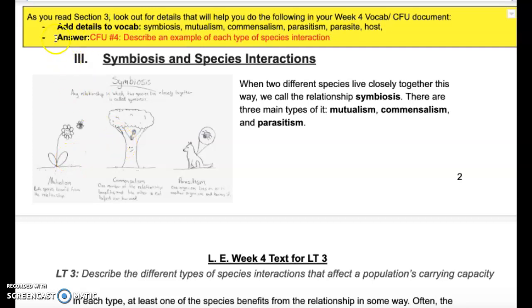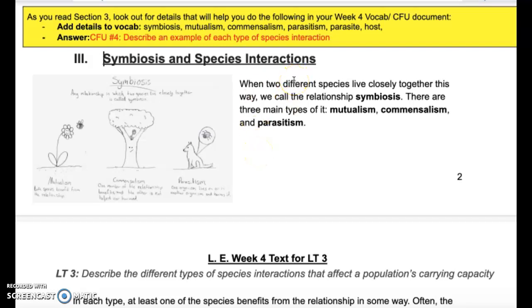All right, we're on the bottom of page 2 in the week 4 reading for section 3, symbiosis and species interactions. And as we read, we're going to look for details to add to these vocab words: symbiosis, mutualism, commensalism, parasitism, parasite, and host. And then we're also going to be using the information here and in the slideshow for today.